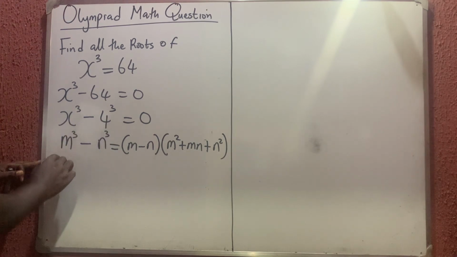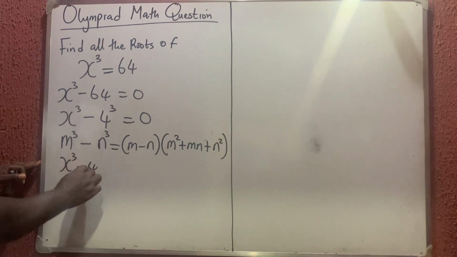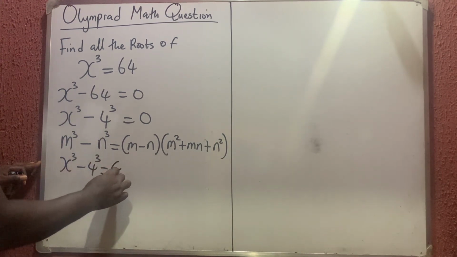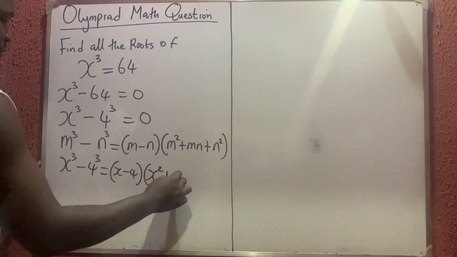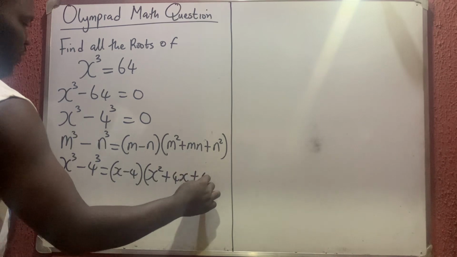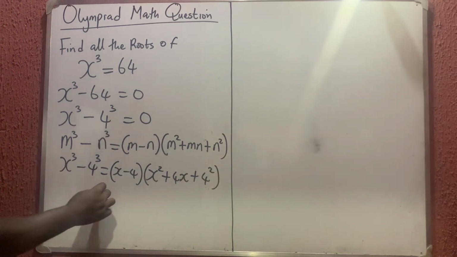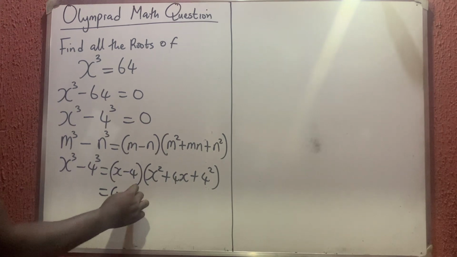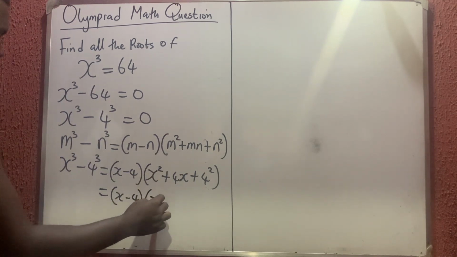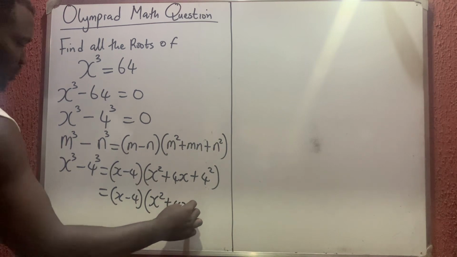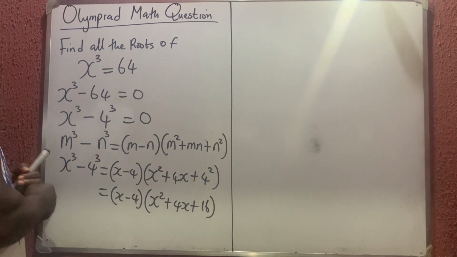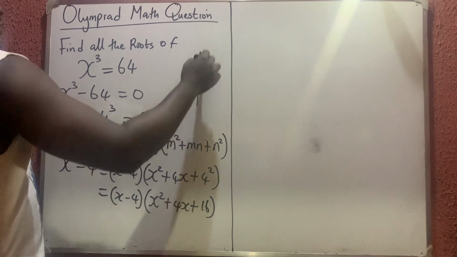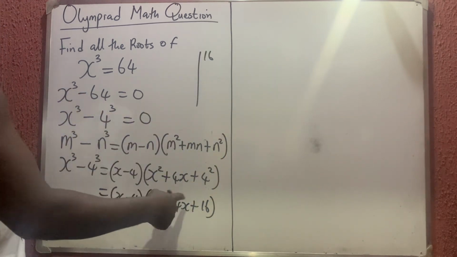So this is the same as saying x raised to power 3 minus 4 raised to power 3 is equal to x minus 4 in bracket of x squared plus 4x plus 4 squared. So this is equal to x minus 4, then in bracket x squared plus 4x plus 16. Now if you solve this, can anything take care of 16? Is 16 factorizable? Let's check 16. This is not factorizable.